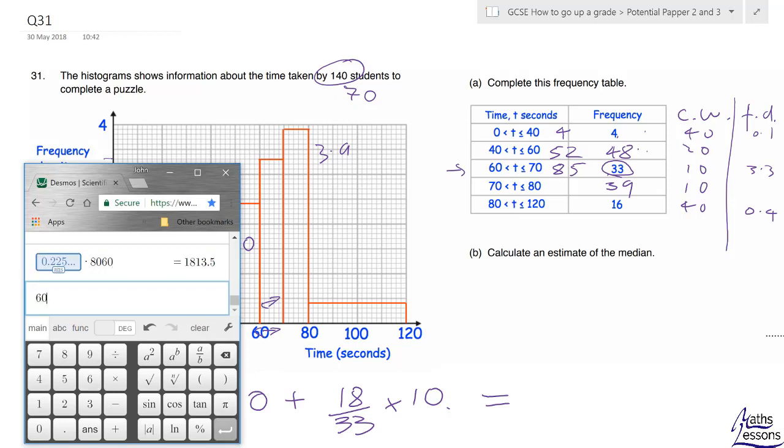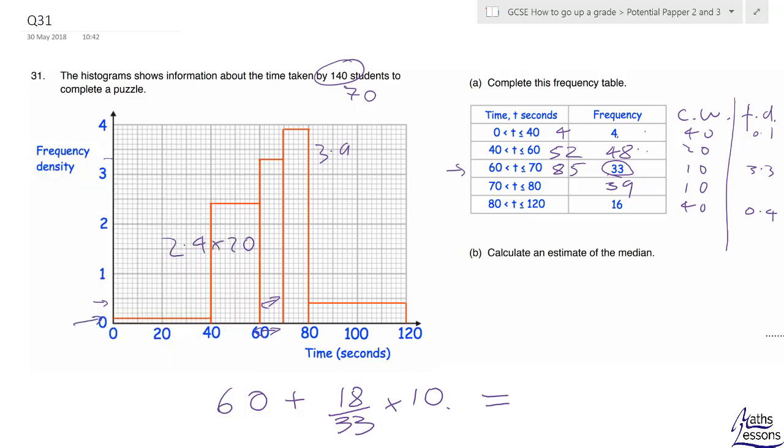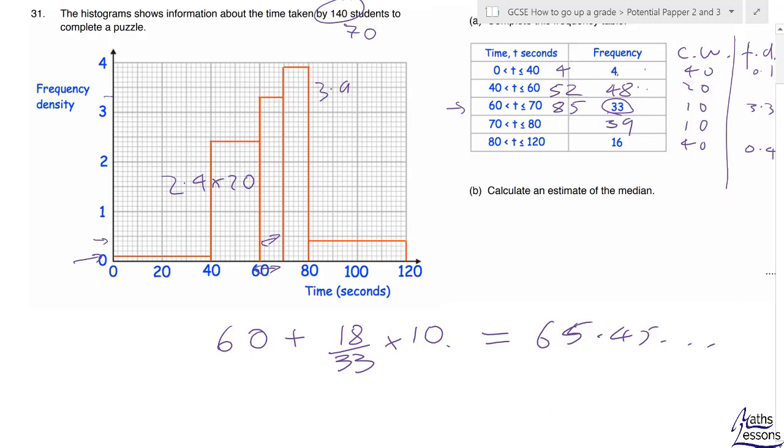60 plus 18 divided by 33 times by 10. I put the times in the wrong place, so do be careful when you times straight off without thinking. Times by 10 gives me 65.4545. So I would go for 65.45 seconds.